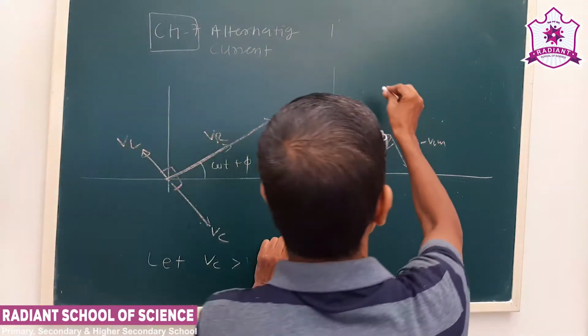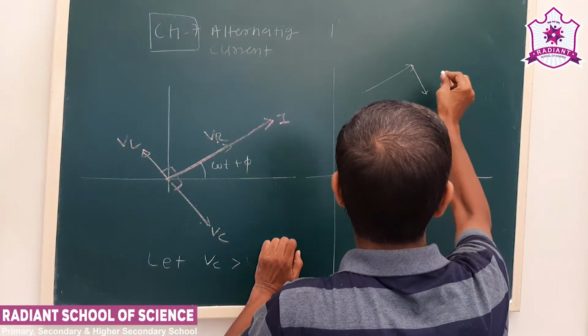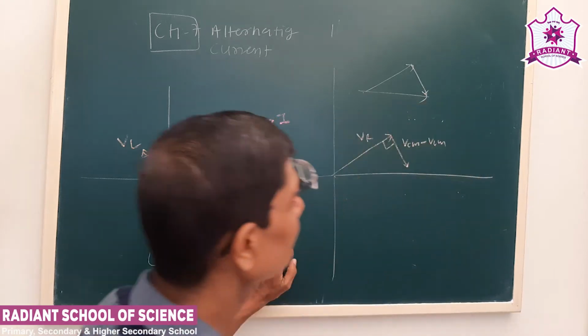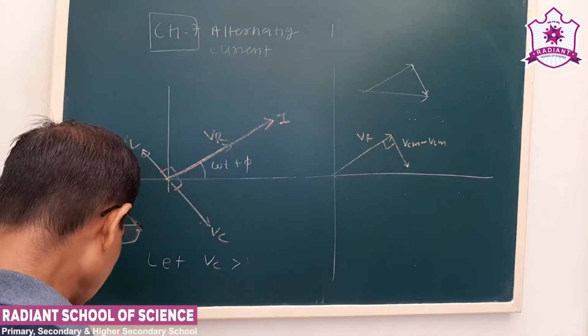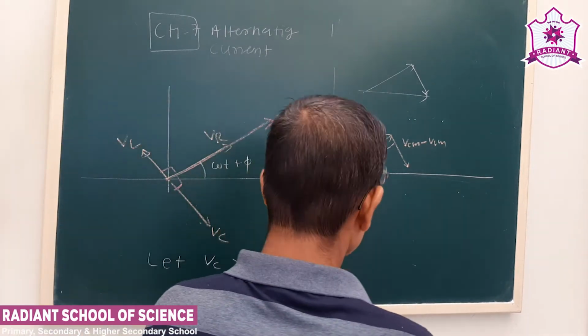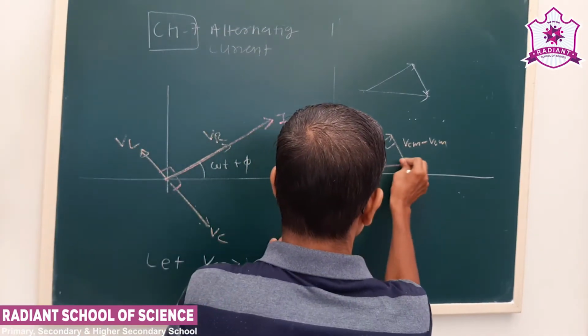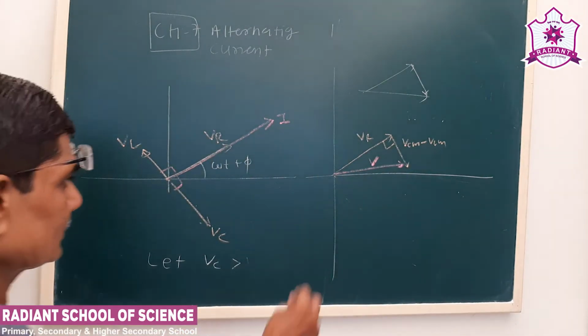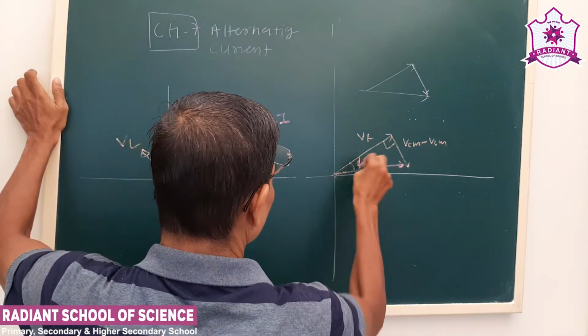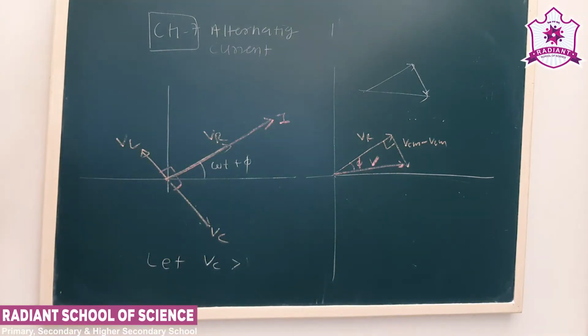See, the head of the first vector joins the tail of the second vector, and the third side represents the resultant vector in magnitude and direction. Okay, now by using the same thing, this is the resultant voltage, which has a phase difference of phi.